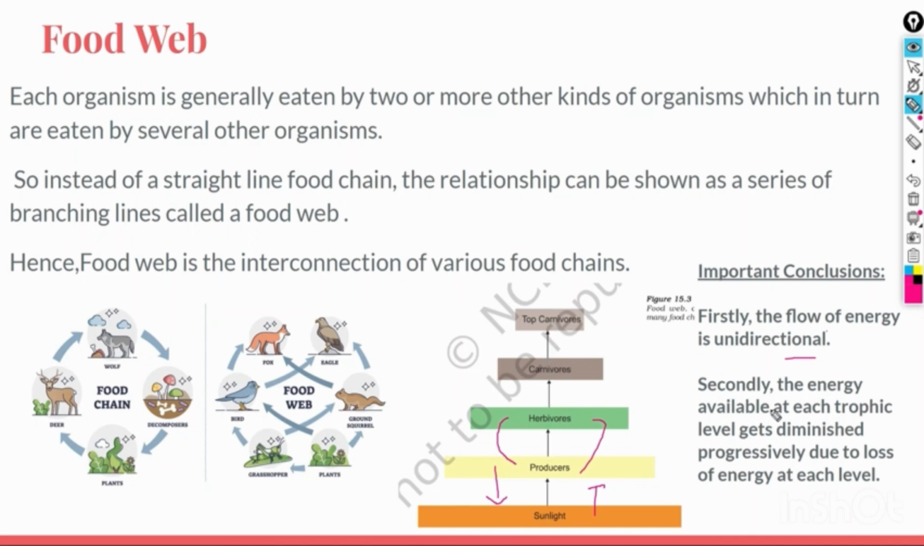Secondly, the energy available at each trophic level is diminished, meaning it gets reduced progressively due to energy loss at each level. We have seen that due to only 10% transfer, the energy loss is so significant that the energy at each level is very little. That is why the number of organisms at that level is also less, and the number of trophic levels in general is also very small. So these are the two important conclusions from the flow of energy.